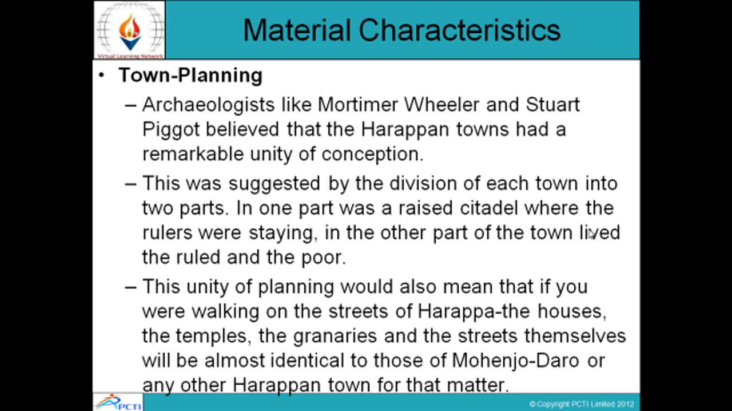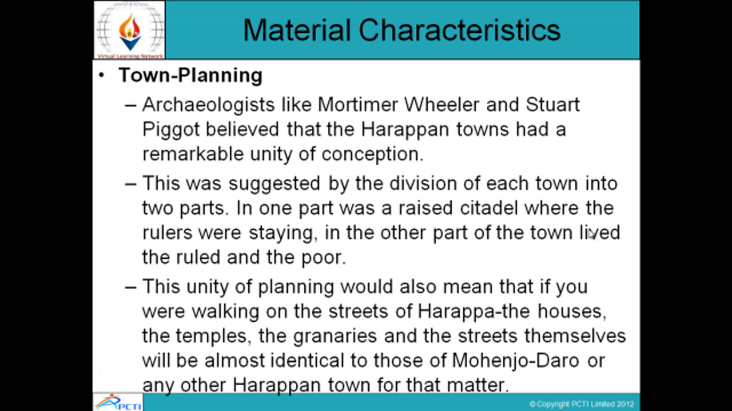Material characteristics, town planning. Archaeologists like Mortimer Wheeler and Stuart Piggott believe that the Harappan towns had a remarkable unity of conception. This was suggested by the division of each town into two parts. In one part was a raised citadel where the rulers were staying, and in the other part of the town lived the ruled and the poor.